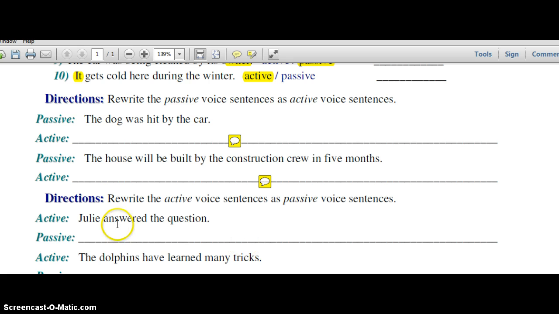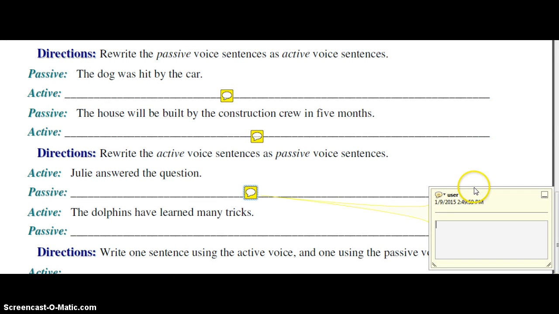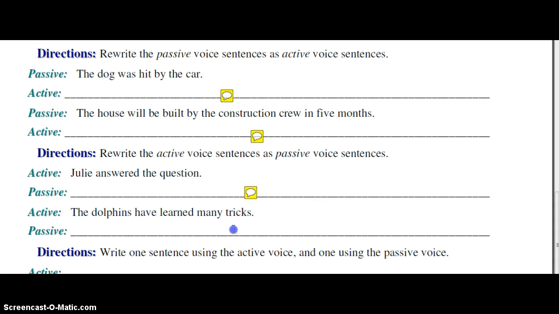All right, and so now we are going to jump down, and it's asking me to rewrite this as a passive sentence. So Julie answered the question. And let me move it down so you'll be able to see. Okay, so I know Julie is my subject right here. And so what I'm going to do is I'm going to flip-flop Julie and question, which is the direct object. And I'm going to say the question was answered by Julie. That's now written in passive voice.